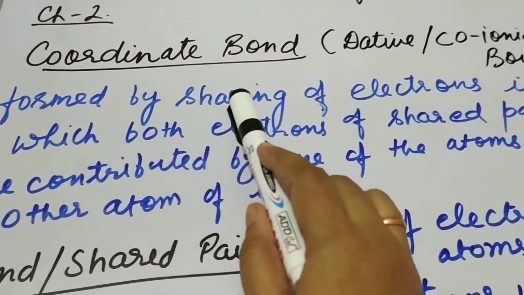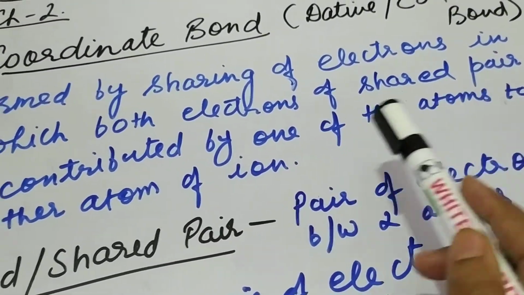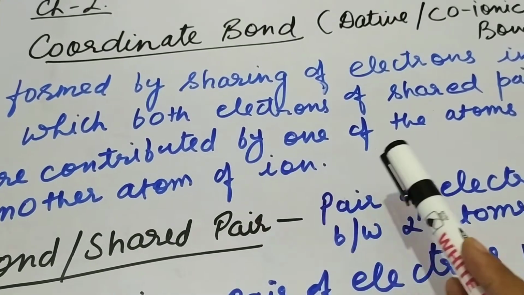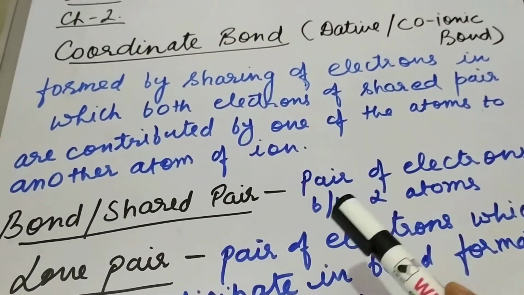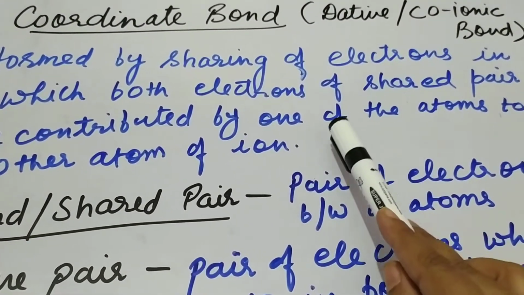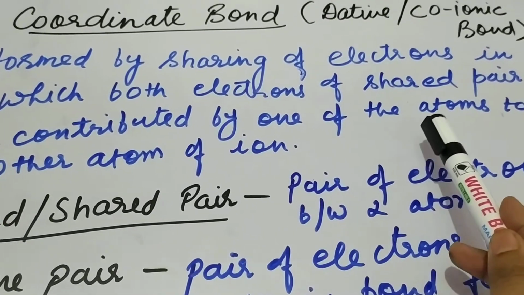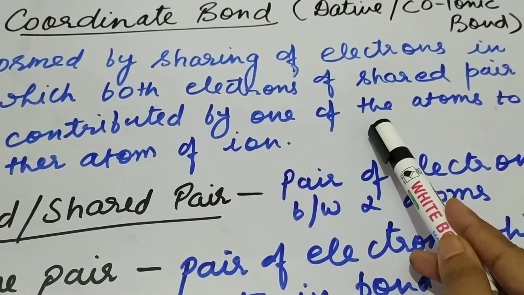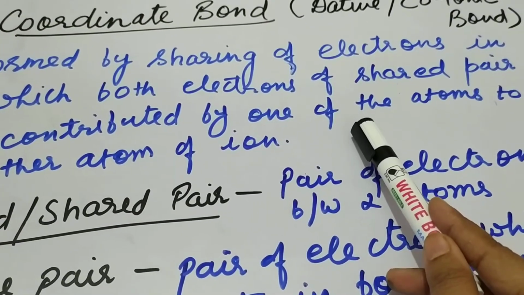It is formed by the sharing of electrons in which both the electrons of the shared pair are contributed by one of the atoms to another atom or ion. It means in this there is no mutual sharing of electrons. If there are two atoms, then one atom will give both the electrons to the other atom or ion, and the other one only participates in the bond formation and does not contribute to the shared pair of electrons.